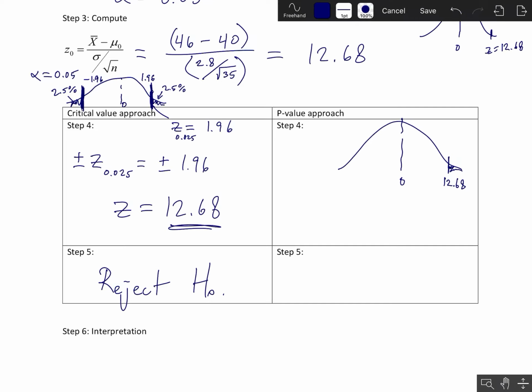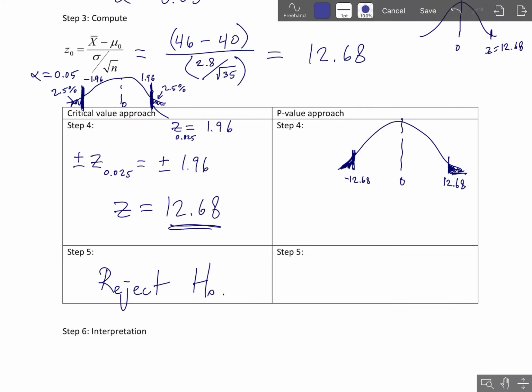And the probability of getting such an extreme test statistic or something even more extreme would be either this area, or because we're willing to take both tails, this would also be an acceptable extreme value. So the values for your test statistic that are larger than 12.68 or smaller than negative 12.68, both of those would give you more extreme values than the one that we actually got. However, those are pretty unlikely.